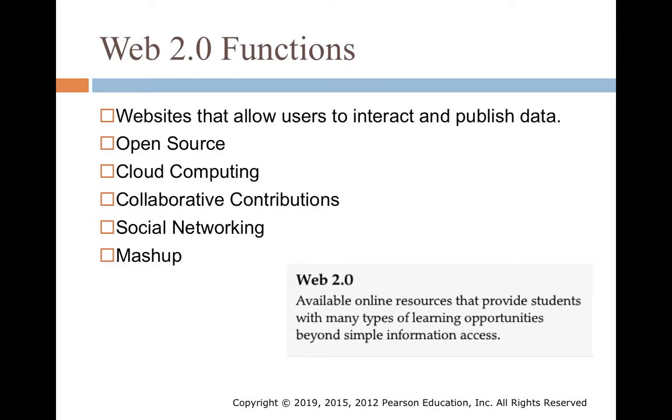So we are talking about some different functions, some Web 2.0 functions. This gives us a list here, and it also gives us some information about what Web 2.0 actually means. We talked about that in a previous chapter, but just to refresh your memory, today we're focusing on mashup, social networking, collaboration, cloud computing, open source, and websites that we can interact with and publish data.